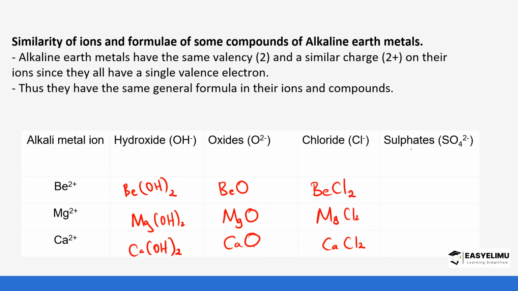For sulfate, both sulfate and the alkaline earth metal are 2, so it becomes beryllium sulfate. It cancels out, and then magnesium sulfate and calcium sulfate. So this is just a general formula. There are also other ions that you can react with. This is just a sample. You can go back and practice with the topic that we discussed previously.